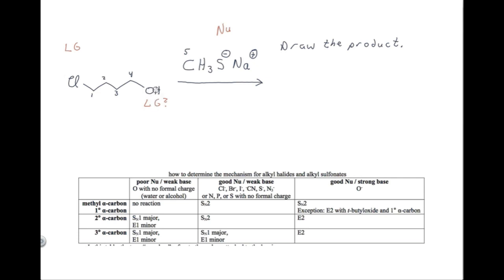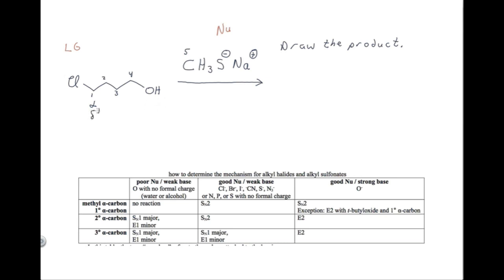We certainly haven't specifically learned that alcohols are good leaving groups. In fact, in a previous video, we specifically mentioned that alcohols are not good leaving groups. So we're not going to use this alcohol as our leaving group. We'll use the neutral chlorine. So we're not going to use carbon 4 as the alpha carbon. We're going to use carbon 1 as the alpha carbon.